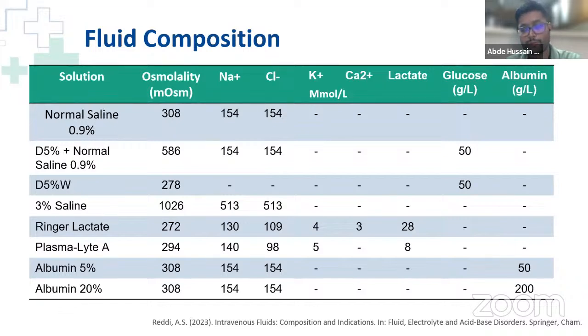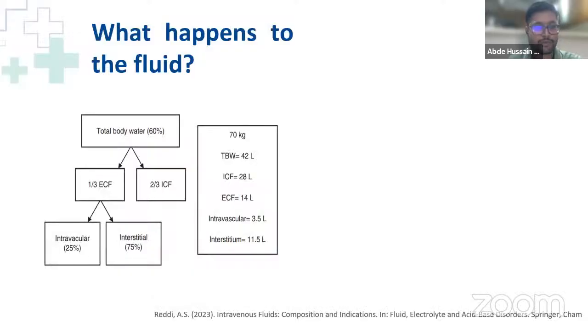Now, all these fluids have different properties. Firstly, the osmolality is different in each of these fluid compositions. The sodium levels vary, the chloride levels vary. The potassium and calcium content is mostly absent in most, but present in balanced salt solutions. So now what happens when we give this fluid?